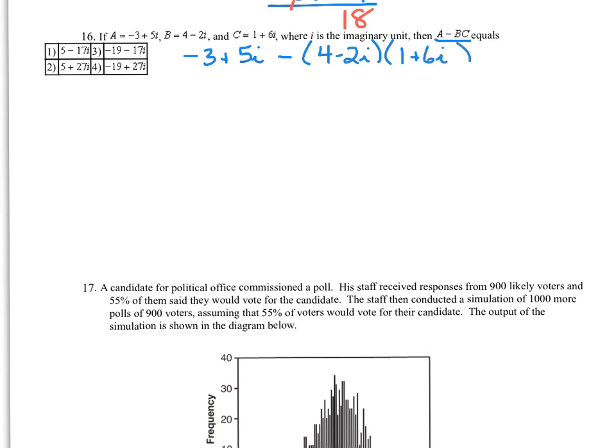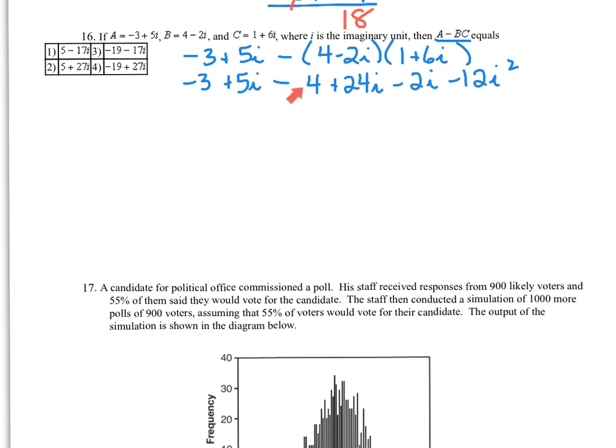All right, so I'm going to do some double distributing. So let me just bring down that negative 3 plus 5i, and then the minus sign, and let's double distribute here. So I'm going to get 4 plus 24i minus 2i, and then minus 12i squared.